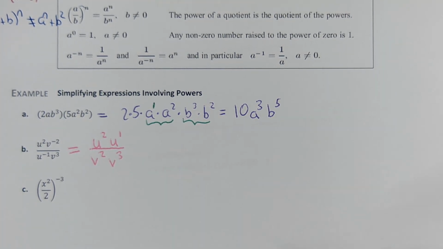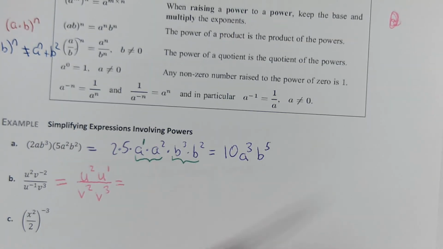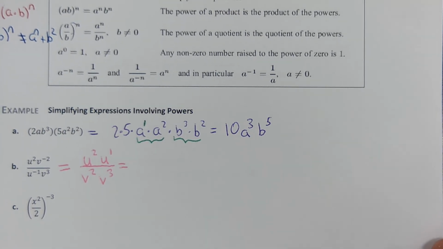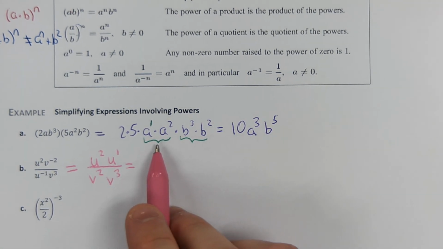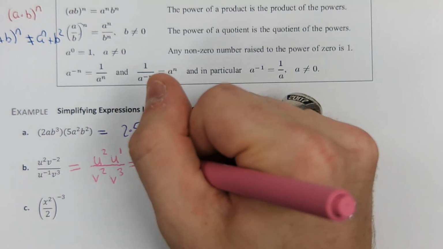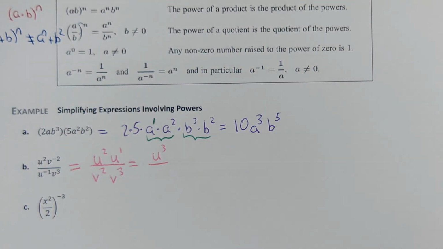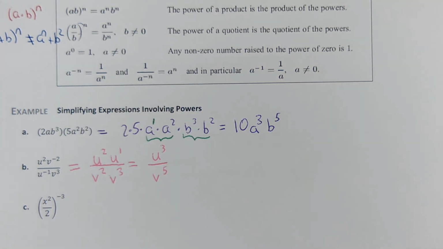Now we can jump directly to an answer because on the top and on the bottom, we're going to be using the exact same property that we used right here with this green brace. And that is when you multiply two numbers with the same base, you add their exponents. So on top of this fraction, I have u to the 2 plus 1, or u to the 3. And on the bottom, I have v to the 2 plus 3, or v to the 5th. Ta-da!